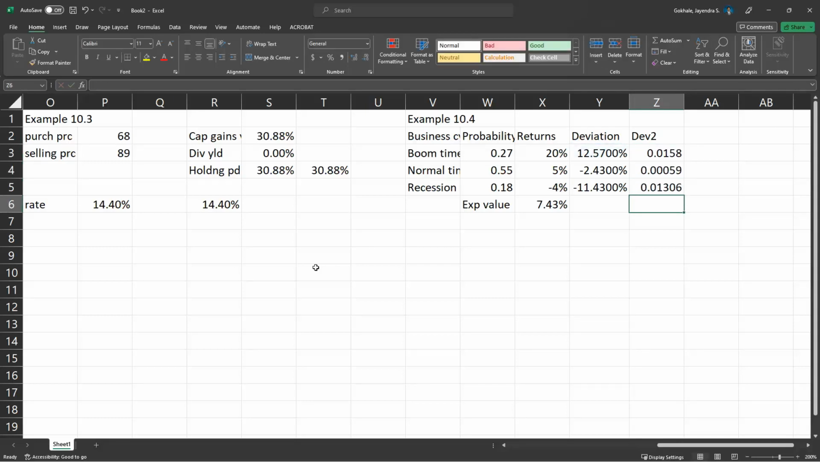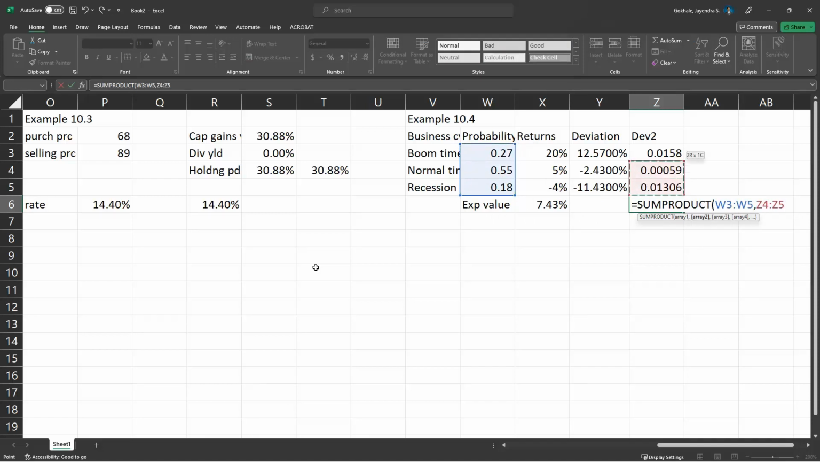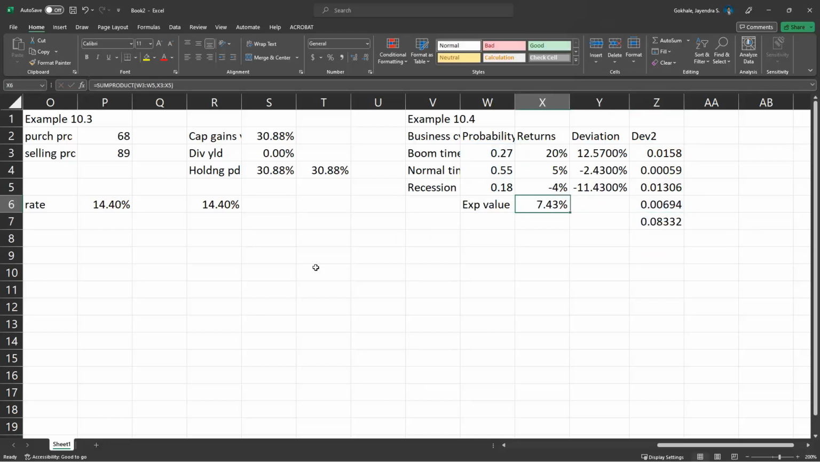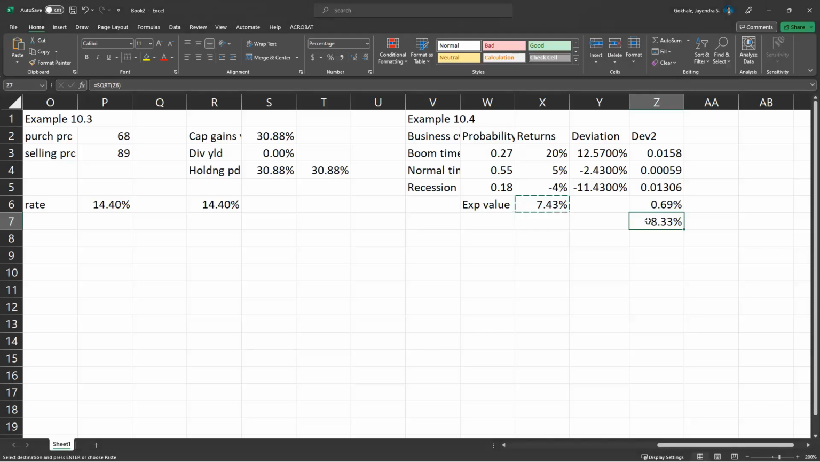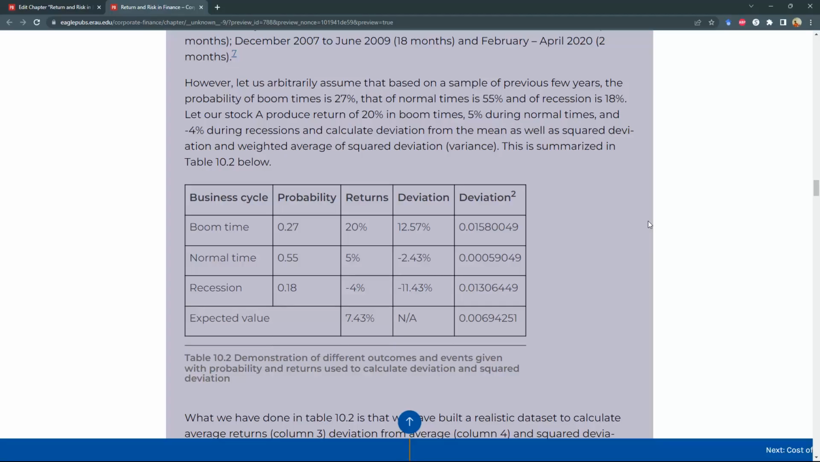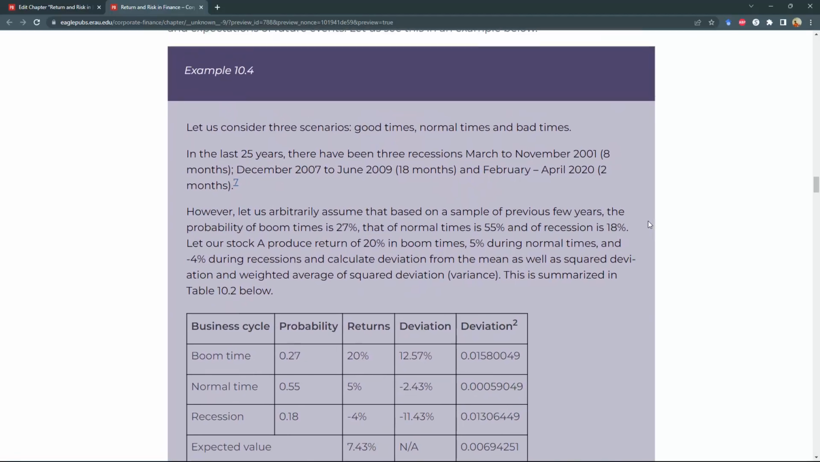Control D. And then to find out the weighted average, the probability weighted average deviation squared, or the variance, we take the SUMPRODUCT of the probabilities and the squared deviations, and then take the square root. So equals, take the square root to find out the standard deviation. So 0.69% is the variance and 8.33% is the standard deviation. That is example 10.4. Thank you for listening.